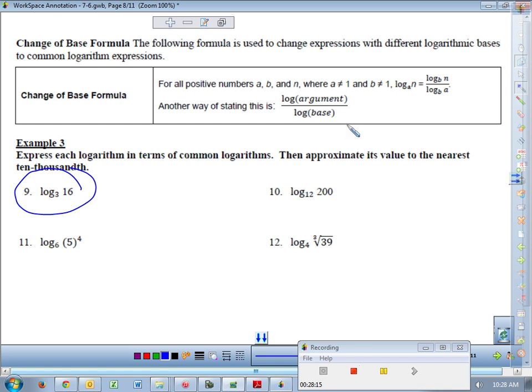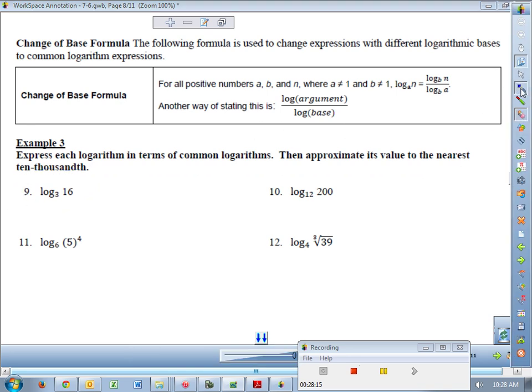But you know me. I'm a geometry guy. We prove stuff in geometry. So let me prove to you why this works. It might make perfect sense to you.